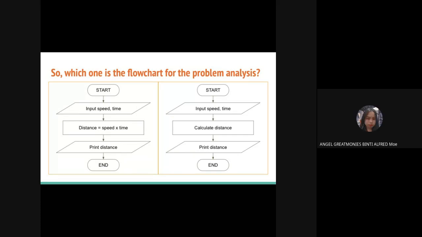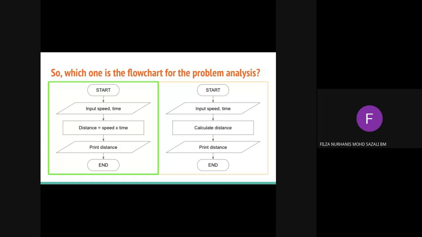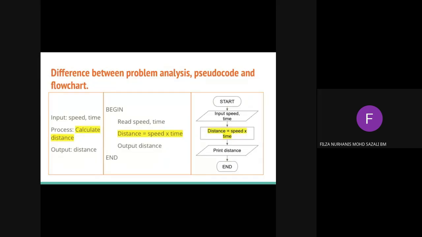Proses dia. Sebab ada formula. Betul. Very good. Sebab belah kiri tu ada formula. Belah kanan tu just generally je. Dia tak tulis formula dia apa. Right? So in pseudocode lah. In flowchart, you have to write the formula, not just the text, distance macam tu sahaja. Right? So this is the difference between problem analysis, pseudocode and flowchart.